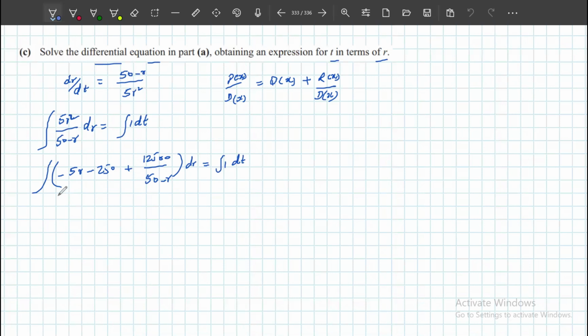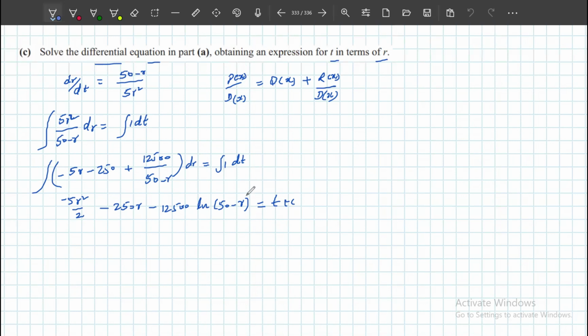Now we can apply the integration, so it is 5r square over 2 minus 250r, then 12,500, and remember, this we can write in log form. The derivative of 50 minus r is minus 1, so that's why I bring in the minus. It means we can write straight away log of 50 minus r, and this is equal to t plus the constant of integration. So we will find t.